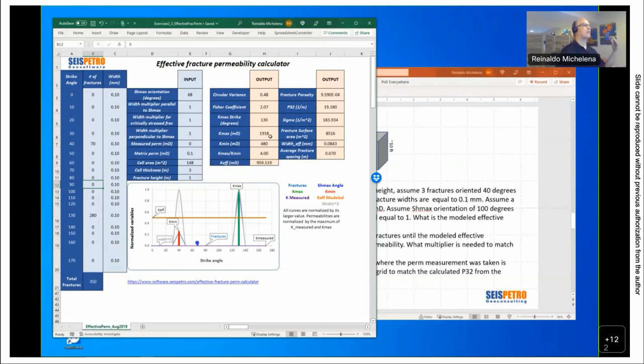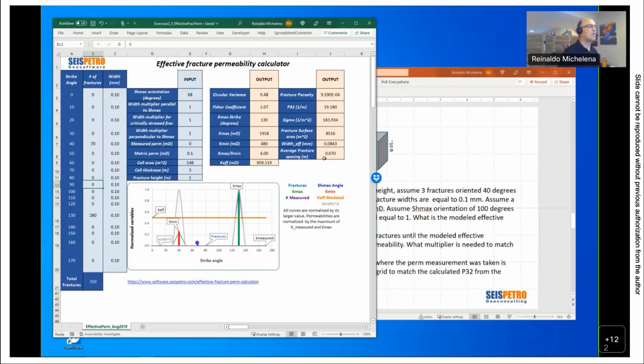So with all these parameters, we use the equations that I showed before, and then we create all these outputs. Okay, we create the variance or the Fisher coefficient, the orientation of the maximum anisotropy or K max, the actual value of K max in millidarcies, K mean, the anisotropy coefficient K max divided by K mean, the effective permeability, which is what you model, what you try to replicate when you have a real measurement, and this is what we're going to do in this exercise.